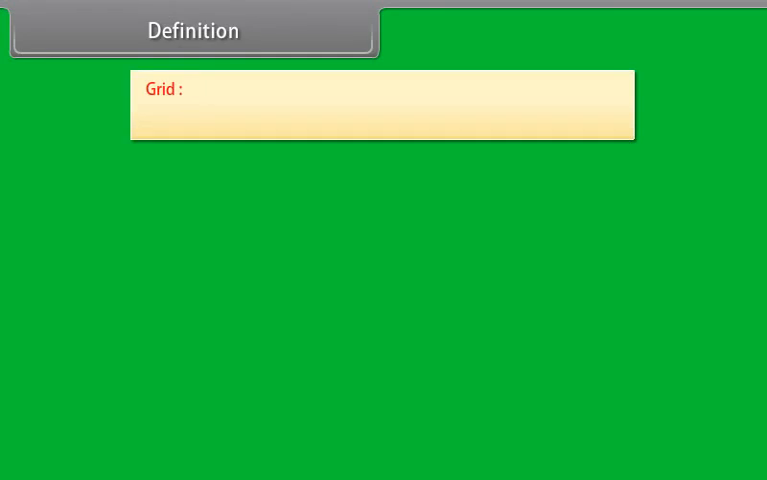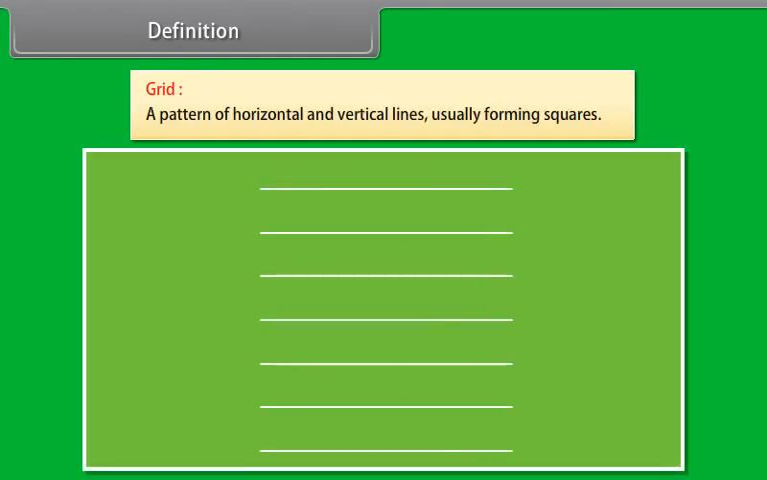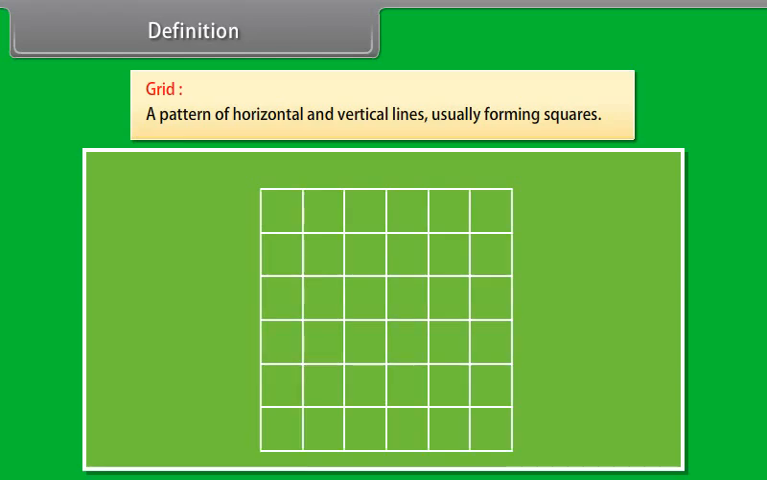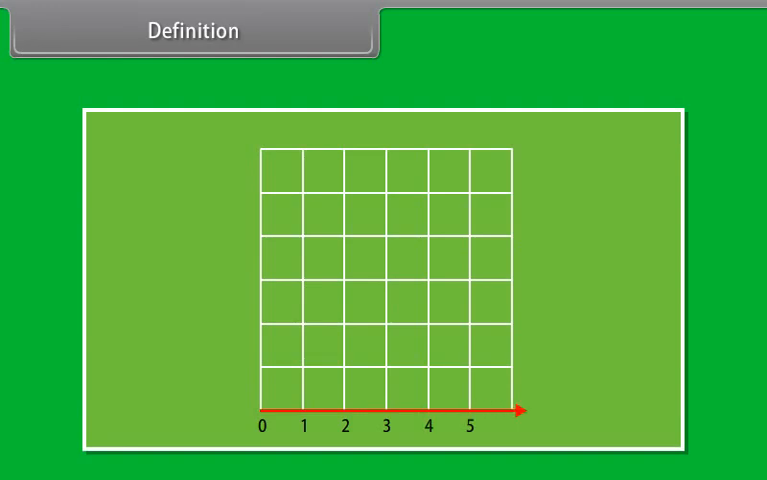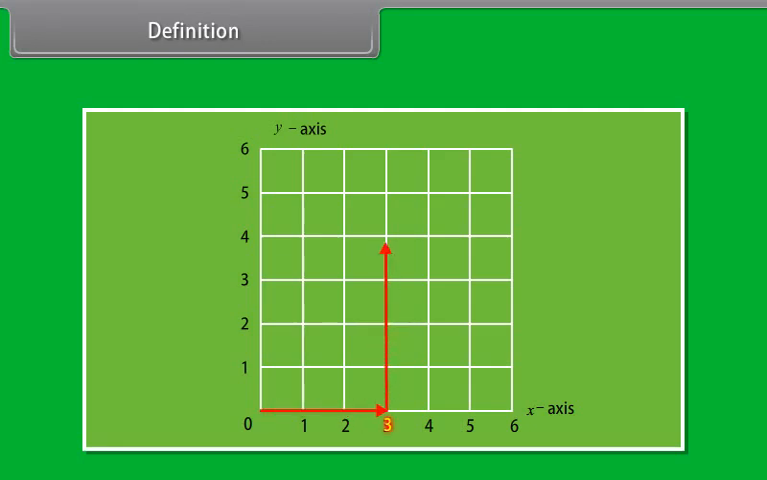Definition. Grid. A pattern of horizontal and vertical lines, usually forming squares. X-axis. A horizontal number line on a grid. X is the shortest and likes to lie down horizontally. Y-axis. A vertical number line on a coordinate. Y is the tallest and stands upright or vertically. Coordinates. An ordered pair of numbers that give the location of a point on a grid. 3, 4.